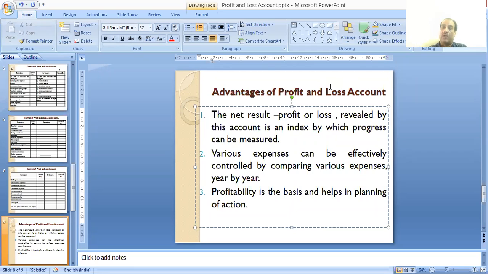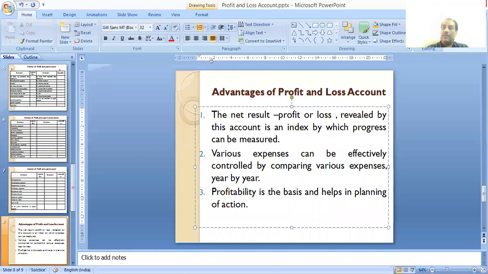So profit is the ultimate motive, and therefore on the basis of the true picture, you have the net information about the loss or gain incurred by the business during the last previous accounting year. So you can compare the item-wise expenses, you can eliminate or reduce those expenses where there is possibility, and then by rethinking, replanning, the business can be converted into a profitable venture. So profitability is the basis and helps in planning of action. So this is very important.